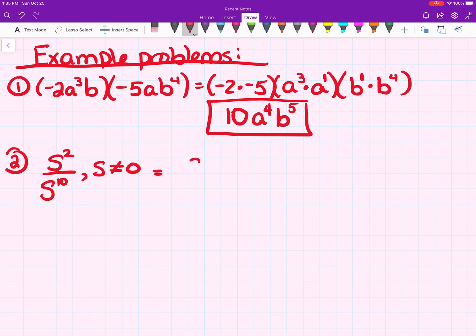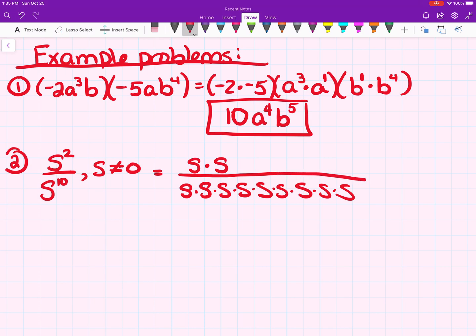Now, I want to just show you this longhand. So this is what's really going on. We have 2 s's in the numerator, and now I have 10 down here. 1, 2, 3, 4, 5, 6, 7, 8, 9, 10. What we're doing is canceling out because s over s is equal to 1. So that's just a 1. And s over s is equal to 1. Well, what are we left with then? Well, we're left with a 1 in the numerator. And 1, 2, 3, 4, 5, 6, 7. Oops, I'm missing an s. Should be 8 of them down there.